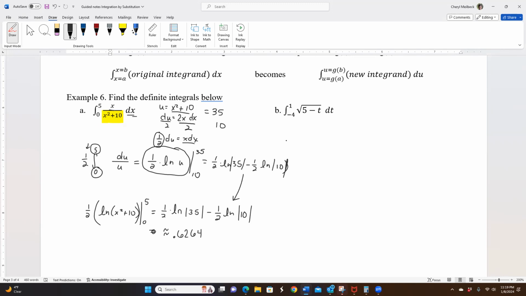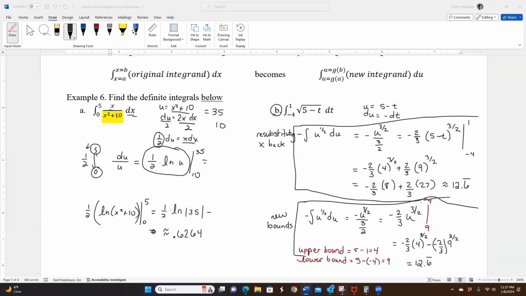Let's first start and have you guys do problem B using the first method, where you resubstitute your u back into your function. And let's see what you get. Go ahead, pause the video and give it a try.